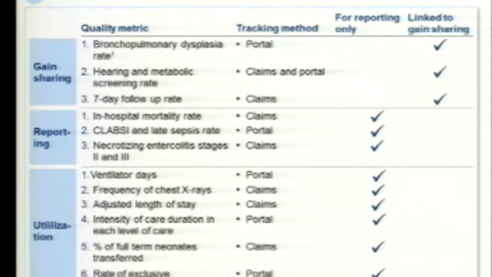So I see a question here in the back. Is this 7-day that the parents show up, or 7-day that the appointment has been made?